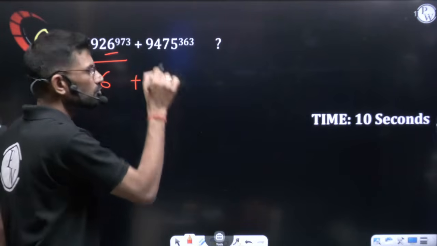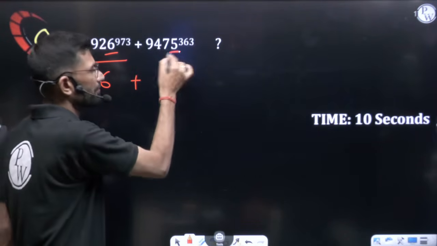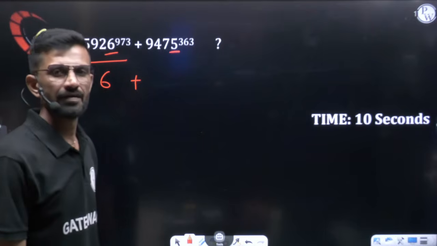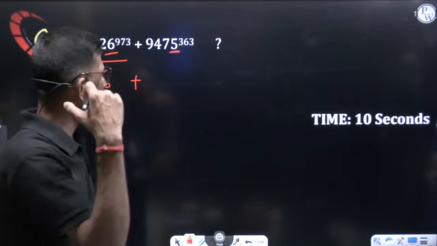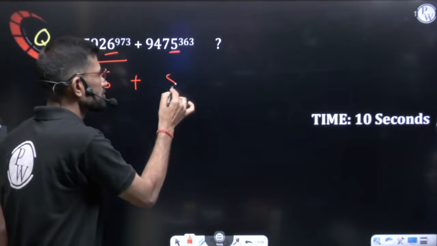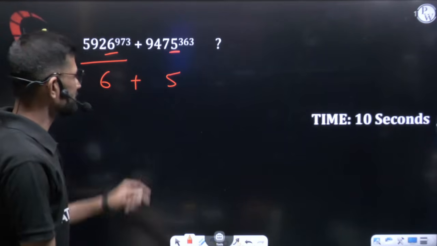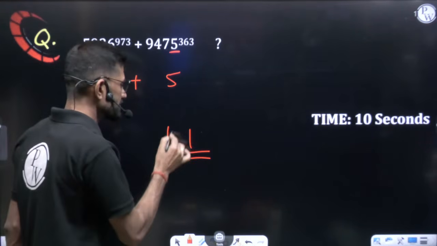Plus. Here whose power do you have to check? You have to check the 5 power. 5 power 1 is 5. 5 square is 25, unit digit 5. 5 cube is 125, unit digit 5. 5 power 4 is 625, unit digit 5. So 5 power whatever it may be, the unit digit will always be 5. 6 plus 5 is 11, which means the unit digit is 1.